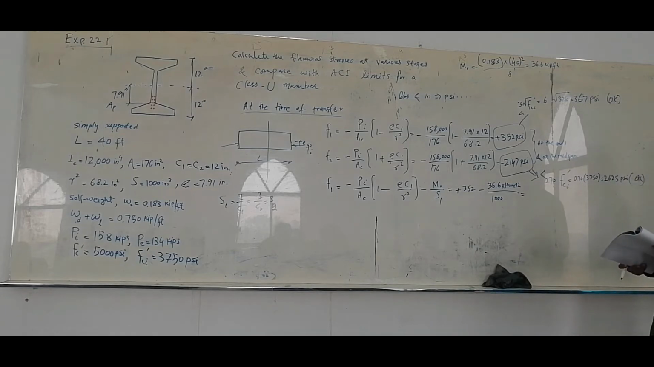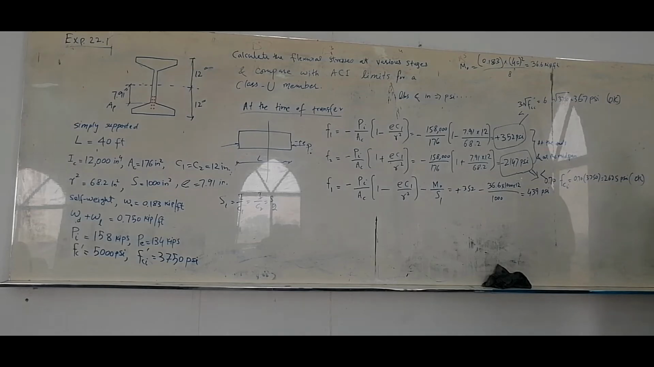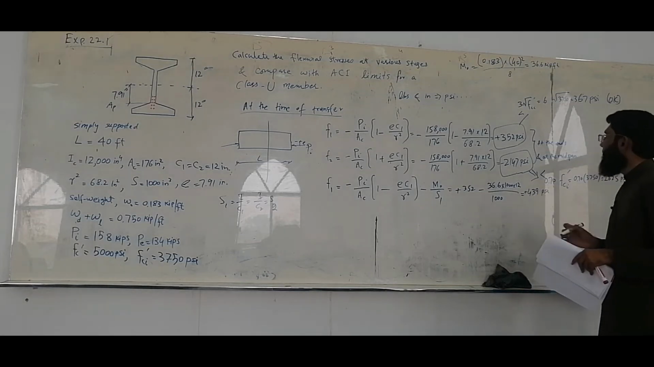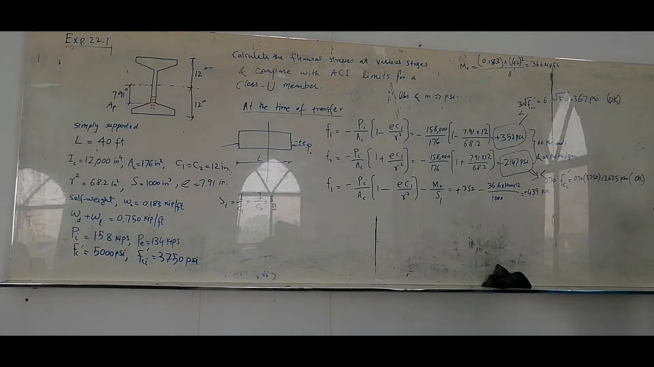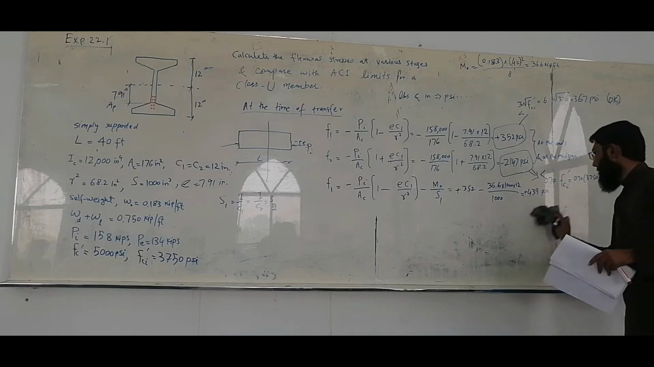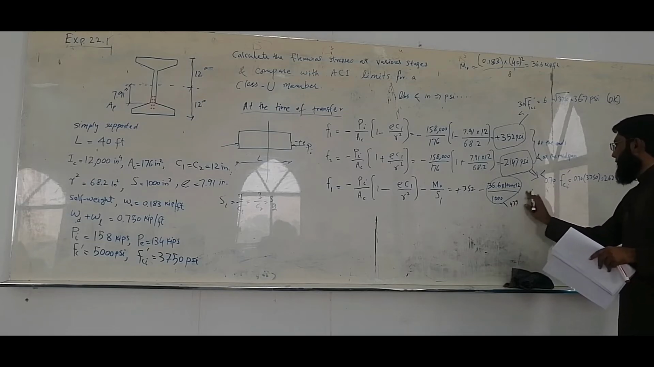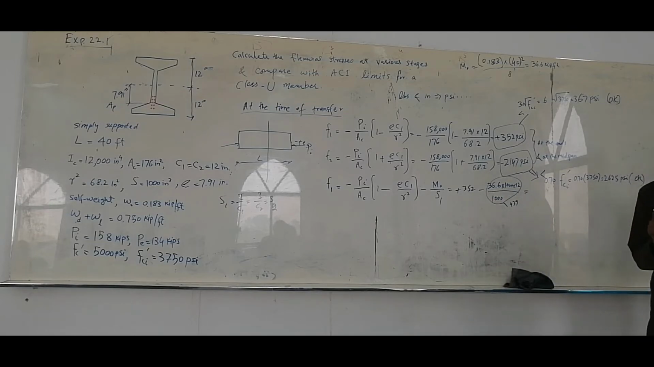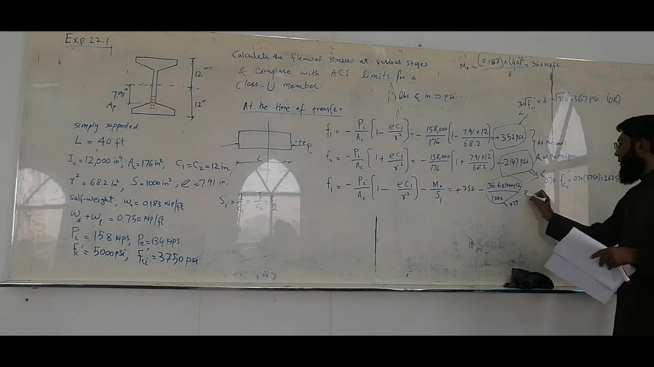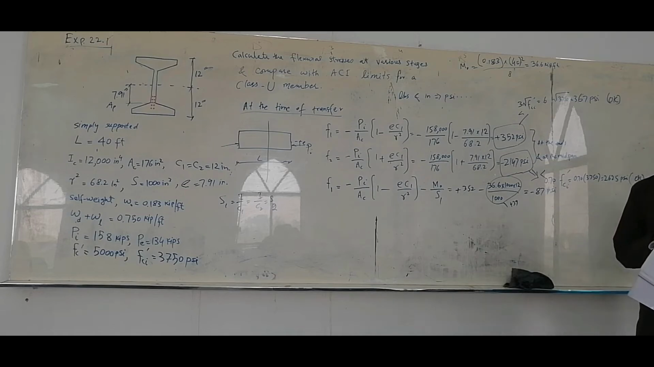Now you can get your answer: 439 psi. You can just give me a whole number for the stress in psi. Actually, 439 is for this one only. This is 439. What is the final answer? 352 minus 439 is minus 87 psi. Okay, this is at the top.